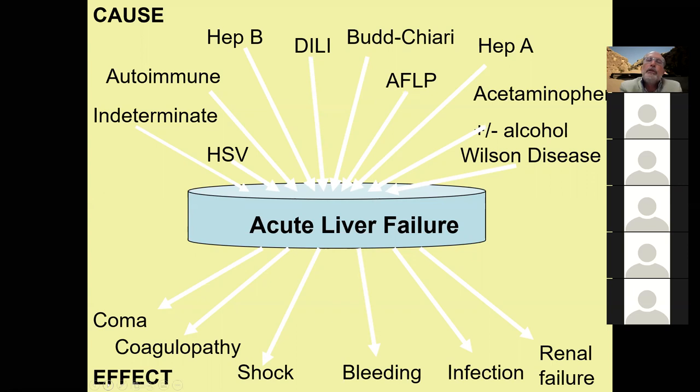But up top, you're going to be doing a workup for hepatitis A, B, C, E. Acute liver failure, A, B, C, E. You only do D or delta if somebody is surface antigen positive. An autoimmune workup is easy. Globulins, ANA, smooth muscle. That's the first level. And there are second level autoimmune tests we'll talk about later.